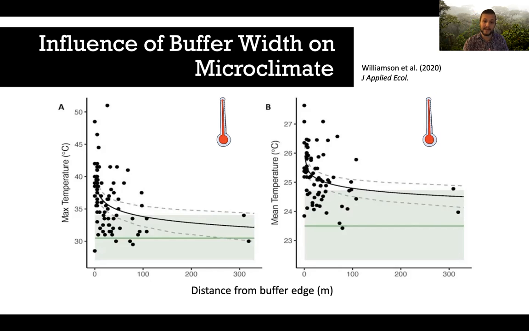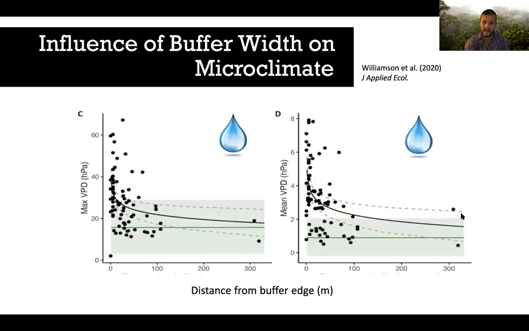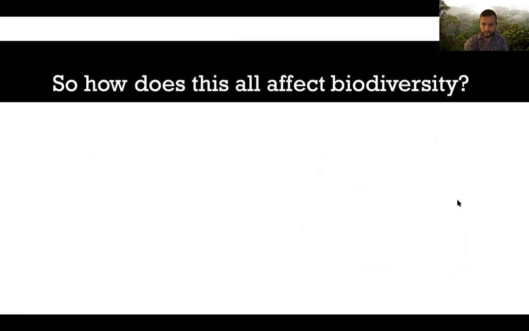So we can see that at around the 80 to 100 meter mark, riparian buffers are starting to look extremely comparable to continuous forest in terms of their microclimate. What's interesting is this is the kind of region where other people have been saying this is the width you need to conserve certain biodiversity.